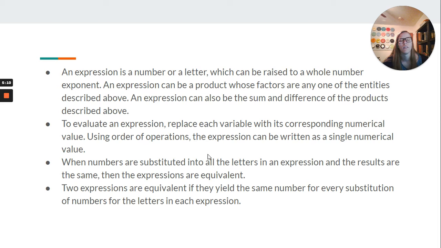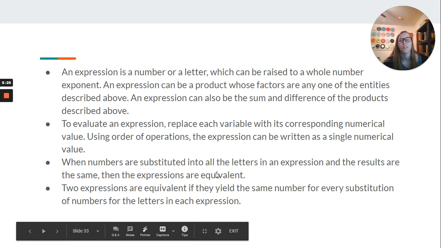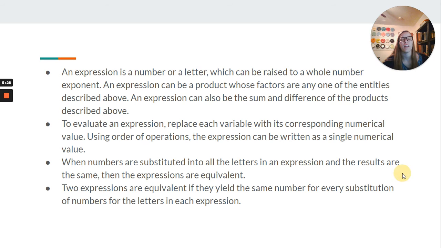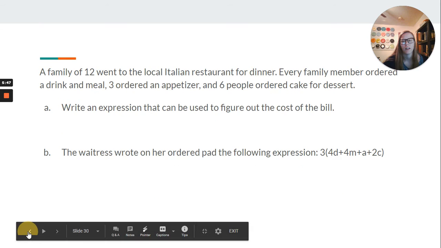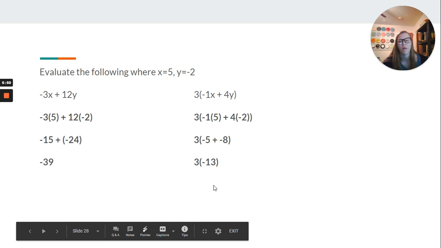Using order of operations, which is PEMDAS: parentheses, exponents, multiplication, division, addition, subtraction. The expression can be written as a single numerical value. When numbers are substituted into all the letters in an expression and the results are the same, then the expressions are equivalent. Two expressions are equivalent if they yield the same number for every substitution of numbers for the letters in each expression. Okay, so we'll go back a few here. So that's these. They both came out with the same solution. So these expressions are equivalent.